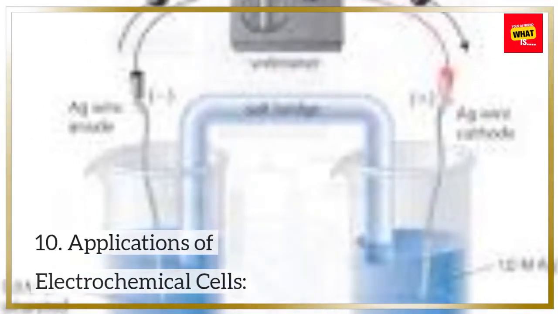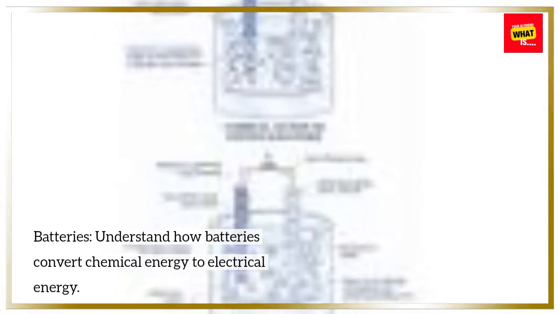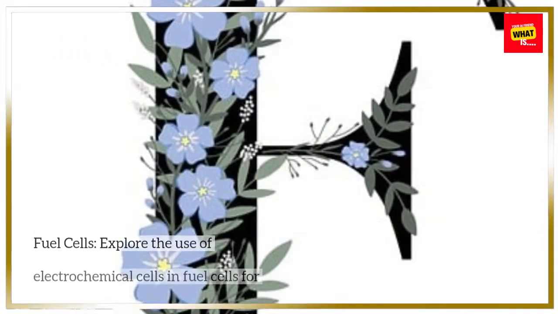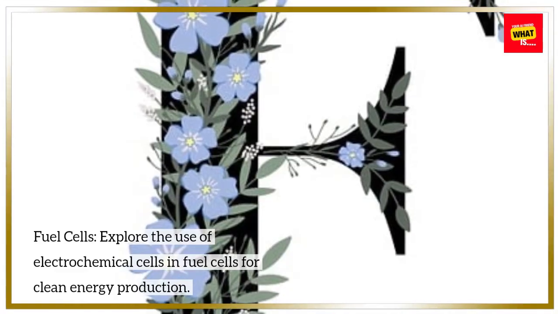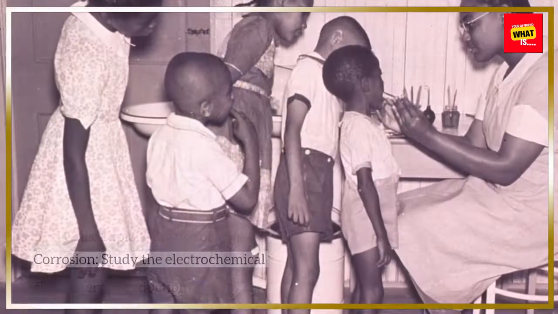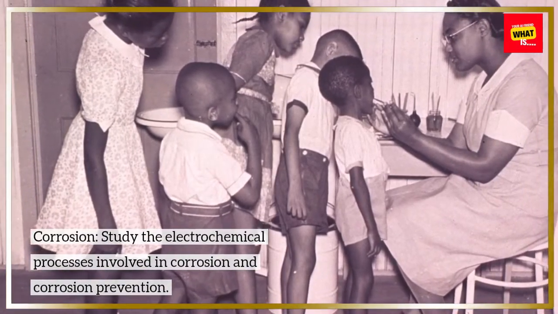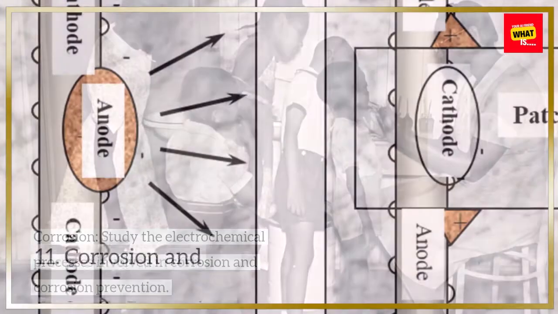10. Applications of electrochemical cells. Batteries. Understand how batteries convert chemical energy to electrical energy. Fuel cells. Explore the use of electrochemical cells in fuel cells for clean energy production. Corrosion. Study the electrochemical processes involved in corrosion and corrosion prevention.